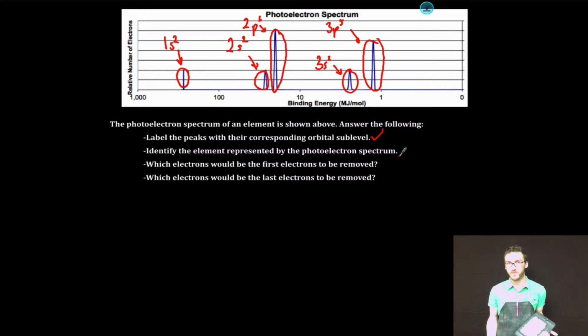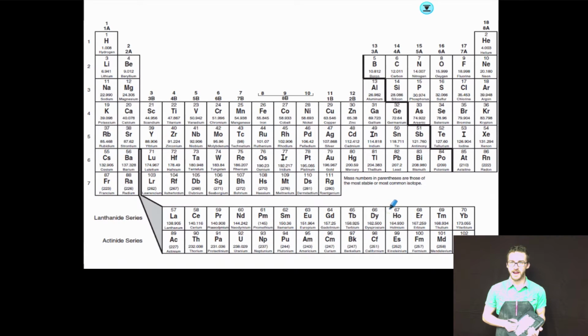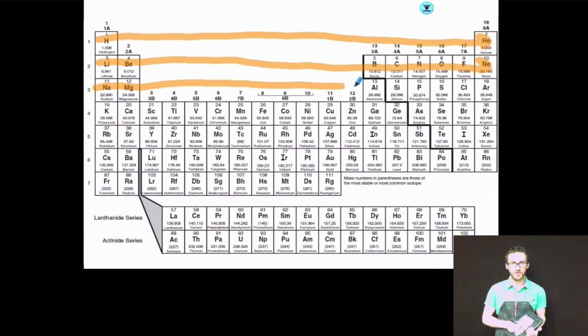Identify the element represented by the photoelectron spectrum. Well, which element has the electron configuration 1s2, 2s2, 2p6, 3s2, 3p5? Oh, periodic table, my very best friend. 1s2, 2s2, 2p6, 3s2, 3p5. Chlorine is our winner. Element identified.